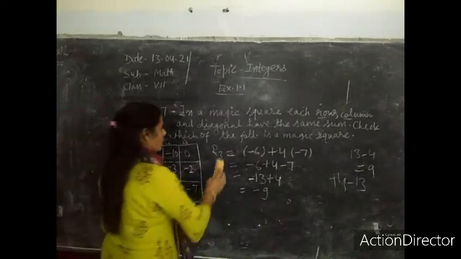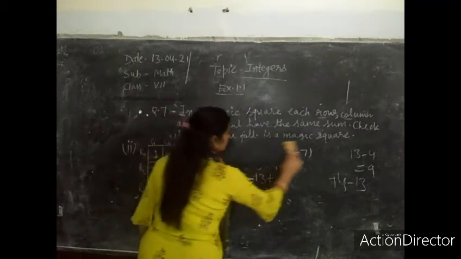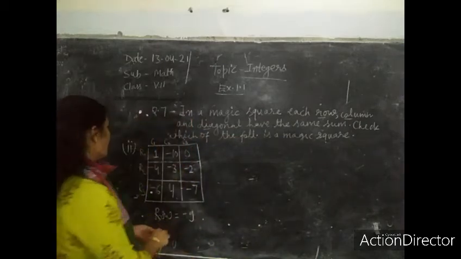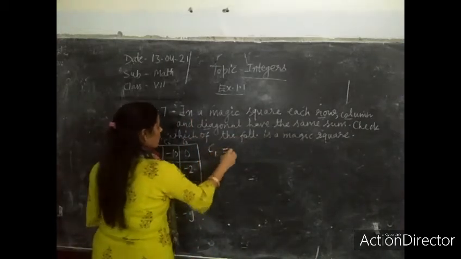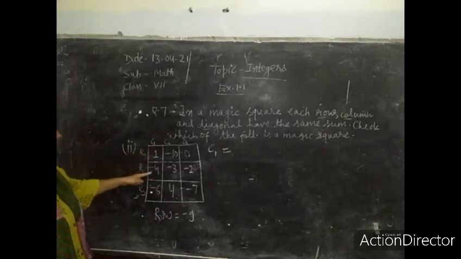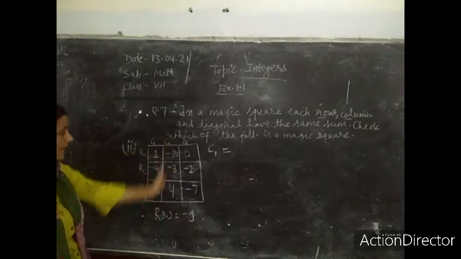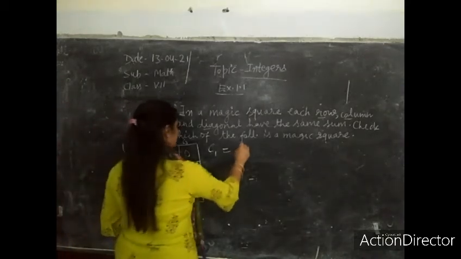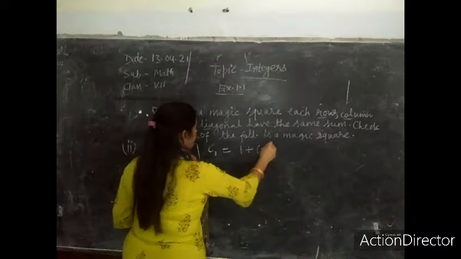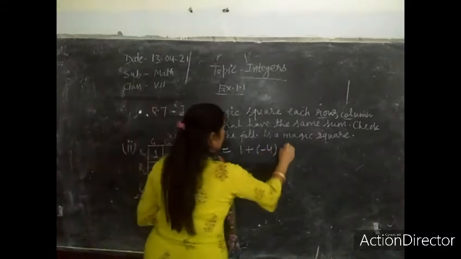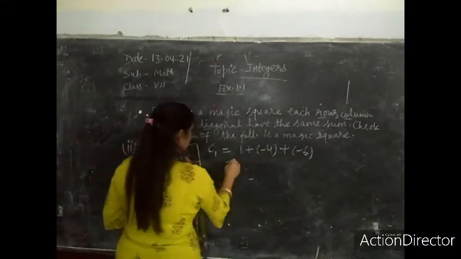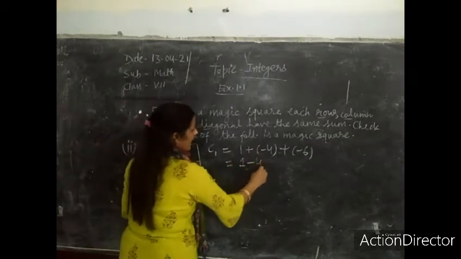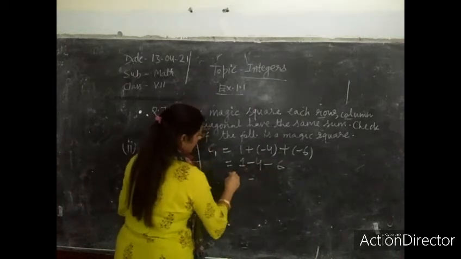Now the same process we are going to do on columns. I am writing it again. You can pause the video and note down. Now come to C1. What about C1? 1, minus 4, minus 6. Vertical lines. We have done horizontal lines, now vertical lines. 1 plus minus 4 plus minus 6. Now I am opening the bracket. Plus minus will become minus.